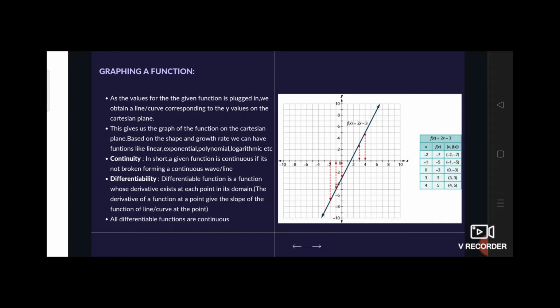Other important concepts to understand are continuity and differentiability. In simple words, a function is continuous if it's not broken, as in it's a continuous wave. Whereas differentiability means that the derivative of the function, or the slope, at each point in its domain exists. Hence, a function should be continuous in order to be differentiable.